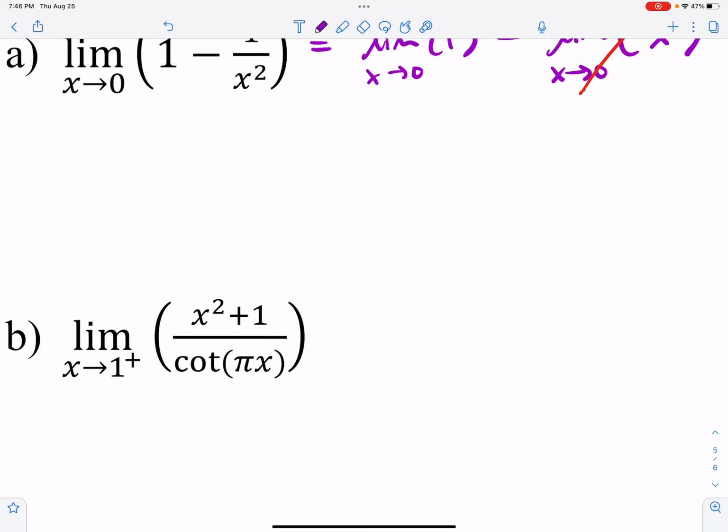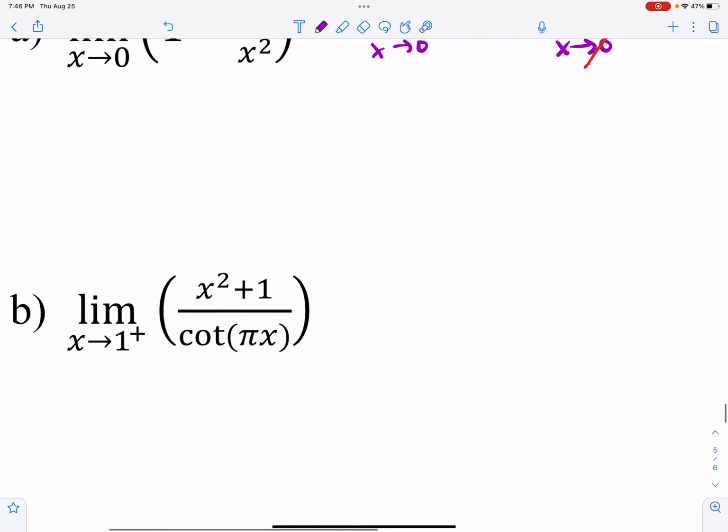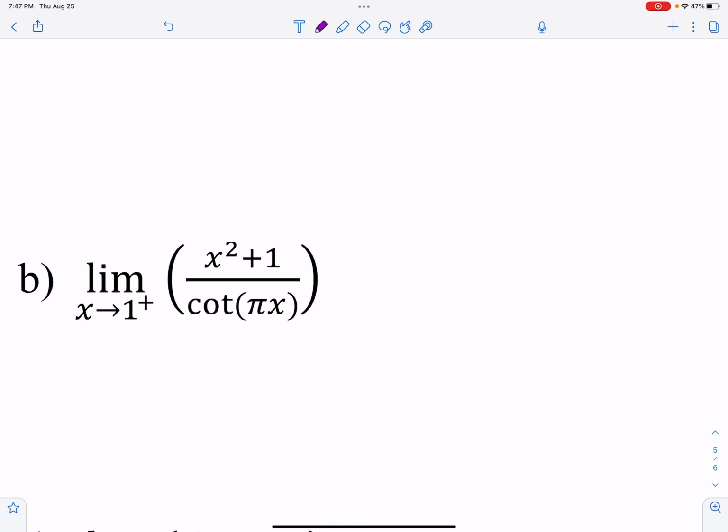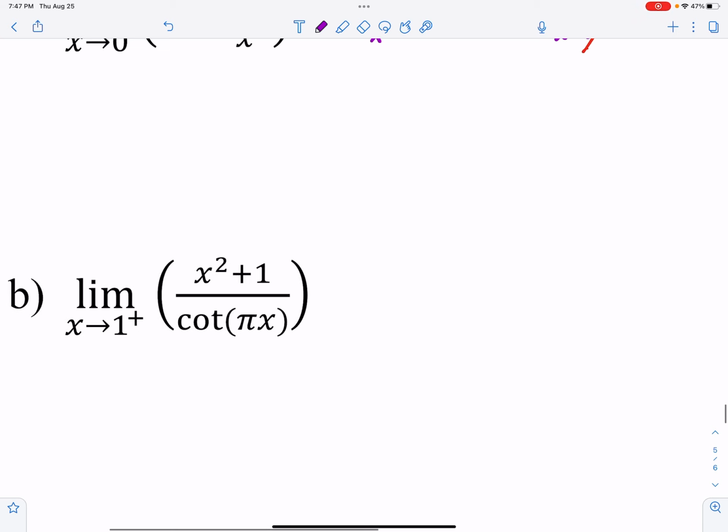Okay, one-sided limit here. Remember, we always want to think about using direct substitution to see if we get a number. So in this case, we could also think of this as taking the limit of the numerator and then the limit of the denominator as x approaches 1 from the right. So if we use direct substitution in the numerator, we get 2. And then the limit as x approaches 1 from the right of cotangent.